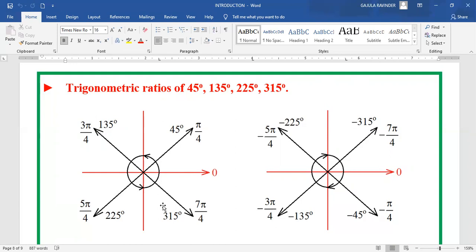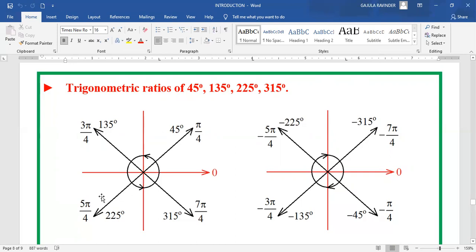Now, depending on the quadrant in which that angle lies, the sign will be taken. For example, I want sine 225 degrees. Sine 225 degrees is minus 1 by root 2, because 225 is the middle of the third quadrant, whereas the absolute value is 1 by root 2. So minus 1 by root 2 will be taken. Whereas tan 225 will be 1 because in the third quadrant tan is positive. So tan 225 value is 1. Just remember, dear friends.